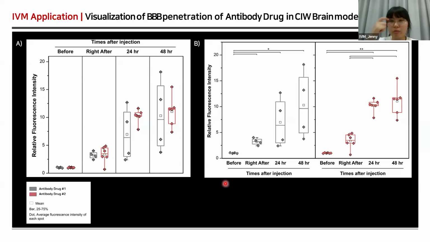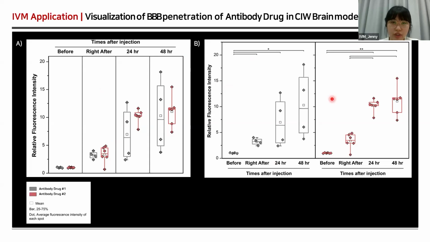These findings were further supported by quantitative analysis, as shown in these graphs here. In graph A, we observed that the fluorescent intensity of the antibody drugs in the brain increased at both 24 and 48 hours after injection, indicating successful delivery and retention. Graph B here illustrates the differences in kinetic profiles between the two antibody drugs.